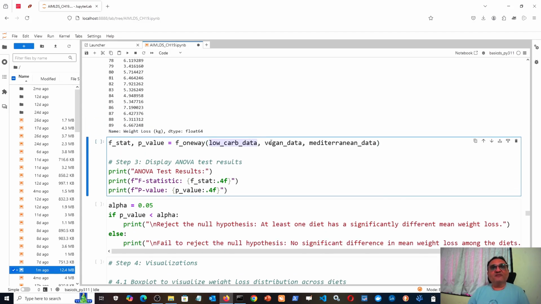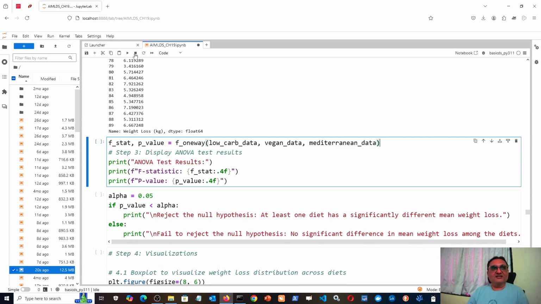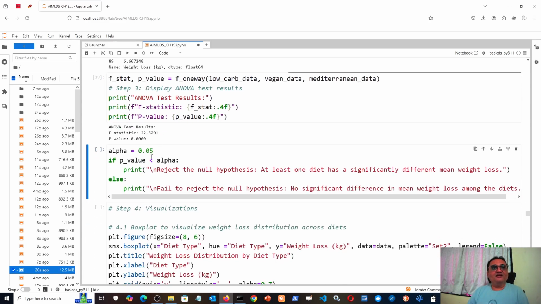So this is one group, low carb data, this is another group, vegan data, and this is another group, Mediterranean data. You apply a one-way ANOVA test to see if the mean weight loss for this group, this group and this group are significantly different or not, right? And just like the t-test gives t-statistic and p-value, similarly ANOVA is also called the f-test and it gives f-statistic and p-value. Then you can find that f-statistic and p-value, and decide based on that.